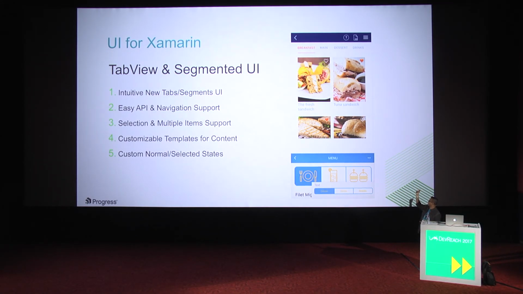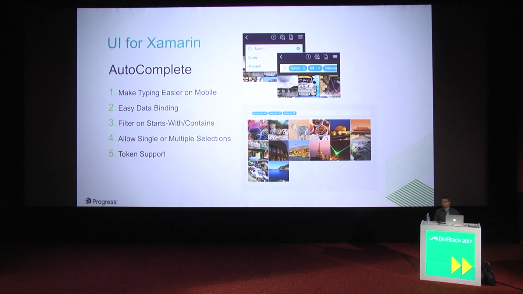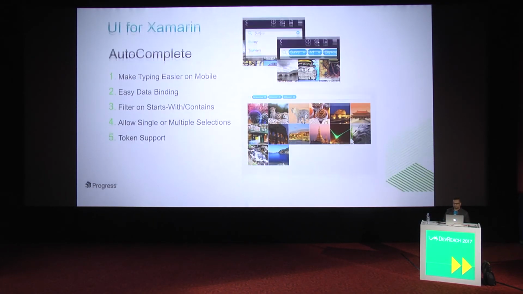So iOS shows up at the bottom, and then Android shows up on the top. So it's really a polished tab view. This is a segmented UI, so it's like 3 buttons. It's sort of an iOS-specific thing, but it works, and it's a good UI. Autocomplete, again, we can have a single autocomplete suggestion, or you can have multiple elements being selected, like on this one. Again, don't make me type a whole lot on my phone.